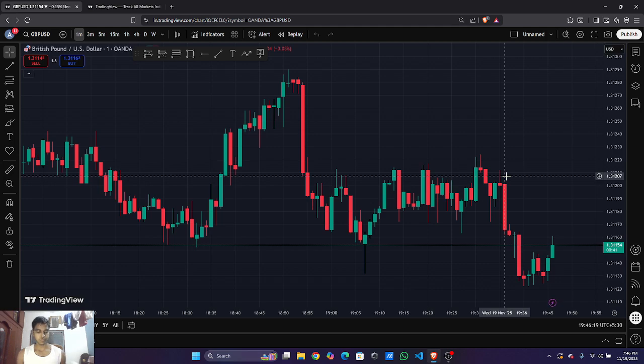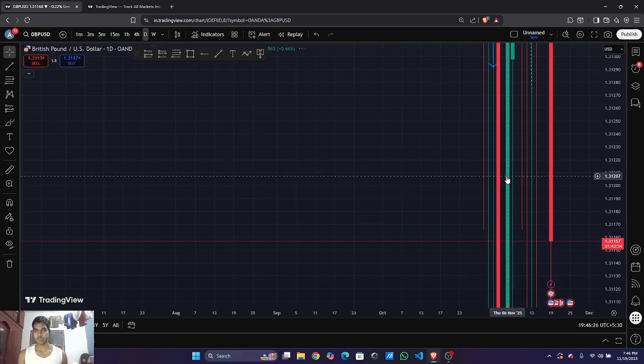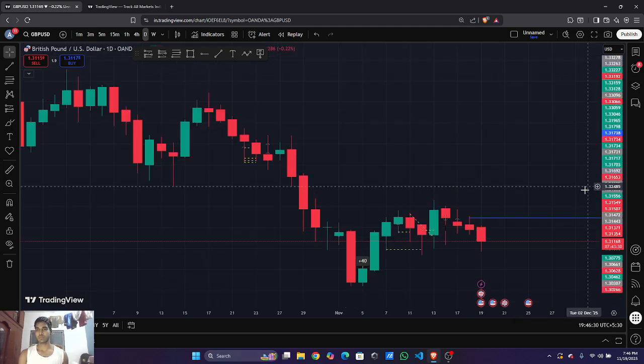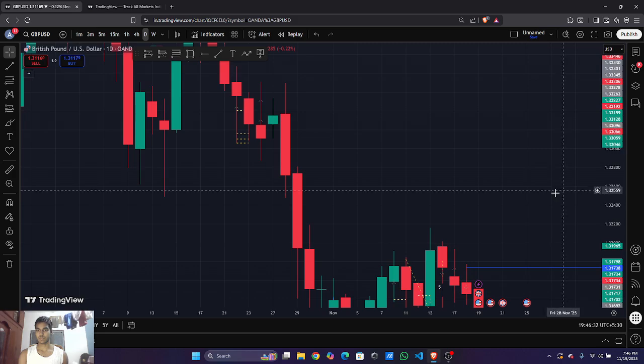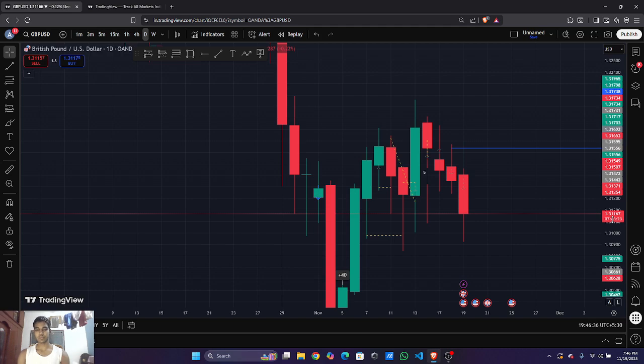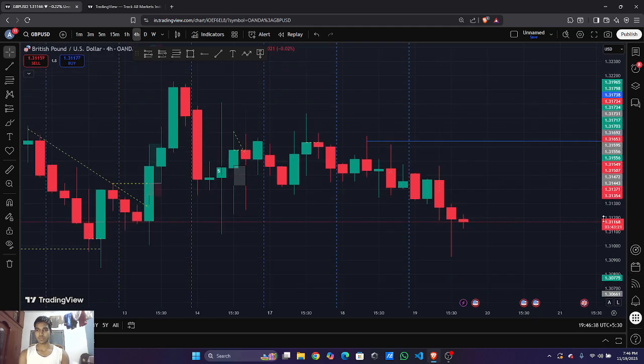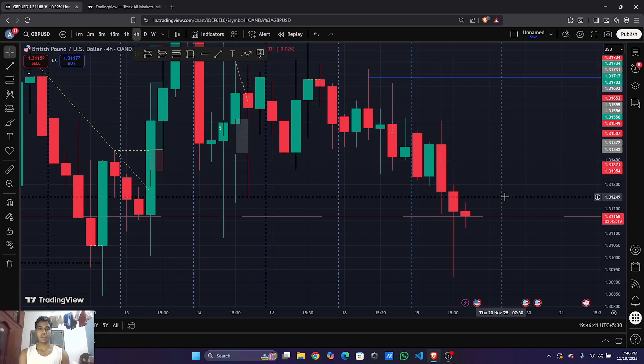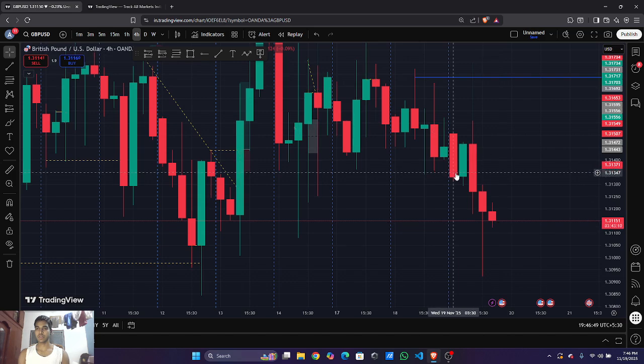So, GBP looks bearish. 4 hour inverted hammer, 4 hour hammer. You can say it swept these lows. It can continue for this order block.